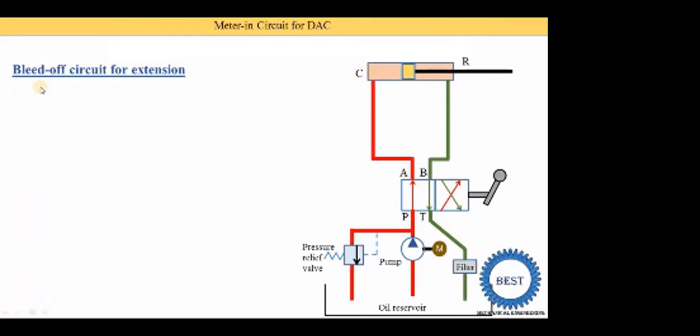Okay. Now we are studying the bleed off circuit for extension. Okay. And earlier we studied that during the extension or retraction, okay, we are providing the bypass line at the inlet of the stroke, okay. So during the extension, we know that the cap end port is the inlet, okay. So we need to provide the bypass line on this line, okay. And during the retraction, this is the inlet. So during the retraction, we provide this bypass line on this side, okay. So here you see this V1 provides this one bypass line, okay. And this bypass line is connected with this oil reservoir, okay.